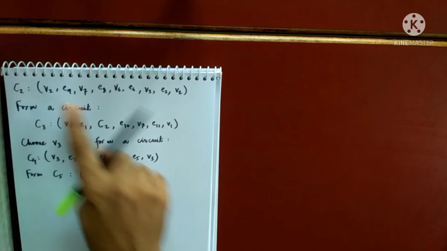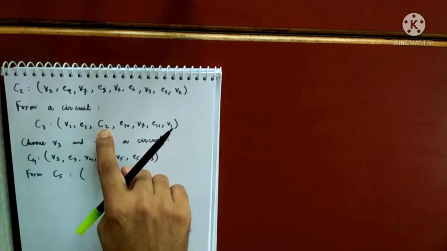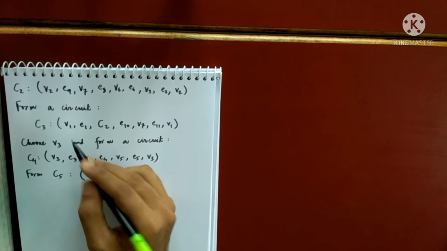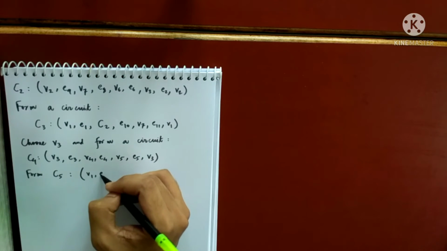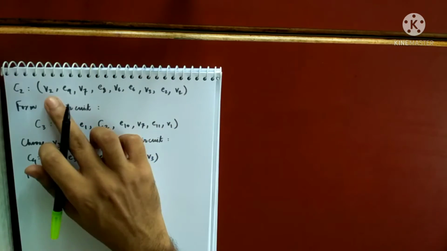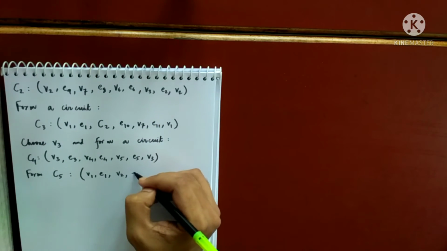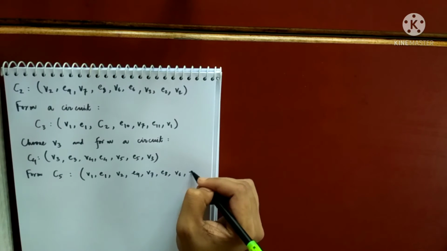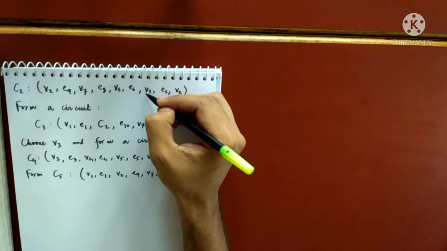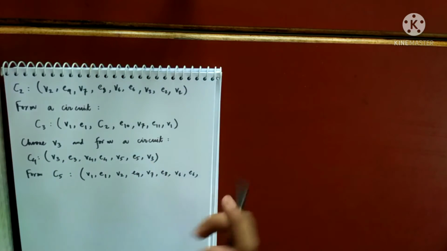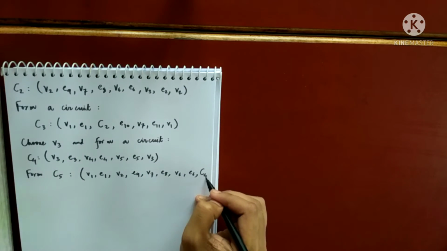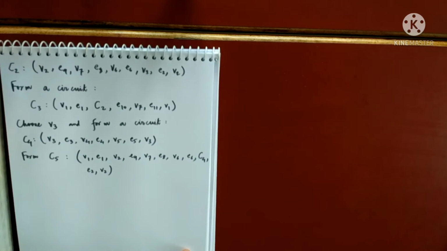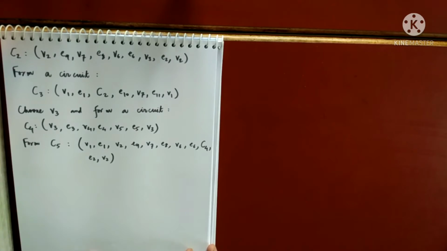What you do? You can now write in place of C2, and in place of C2, what you replace? You replace V3 by this C4. That means, what is this? V1, E1, and I am now writing C2. That means V2, E9, V7, E8, V6, E6. Instead of V3, you will write whole of this, or for the timing I am writing this as C4. And again E2, V2. So this is your new circuit.